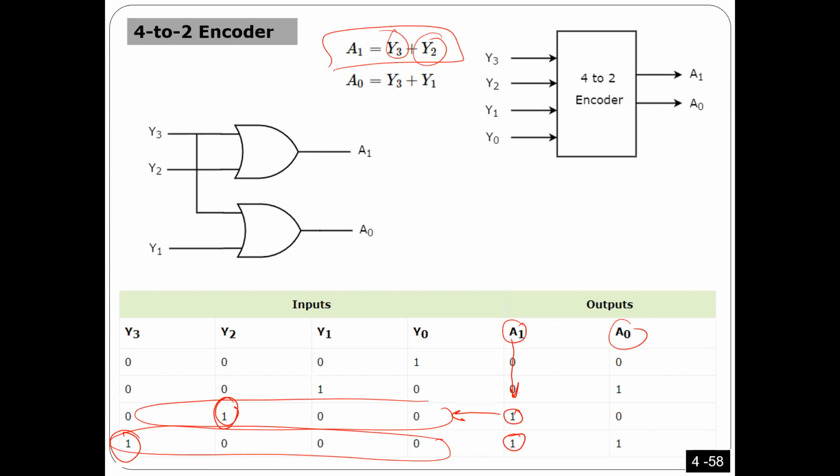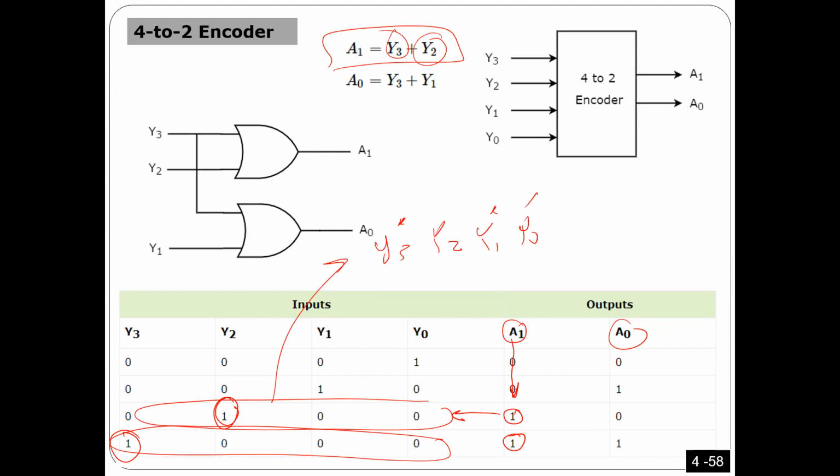But wait a second. This is not a minterm. Usually, if it is a minterm, it has to be Y3 prime, Y2, and then Y1 prime, and then Y0 prime. This is to make it a minterm. Anyway, you can make it this way and do simplification, and you will get this one. However, listen to me. In this specific case, I'm not going to use the minterms this way as we did before. Why? I'm going to tell you why.